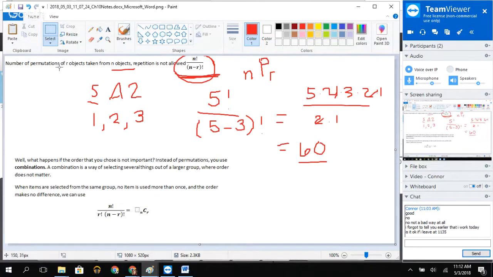So permutations is when we're picky, right? That's what it is. We have the number and we're picking a certain number out and we're picking it in a certain order. Instead of permutations, we're going to use something called combinations, which you can see the formula looks really similar to permutations, except we have an added term in there.